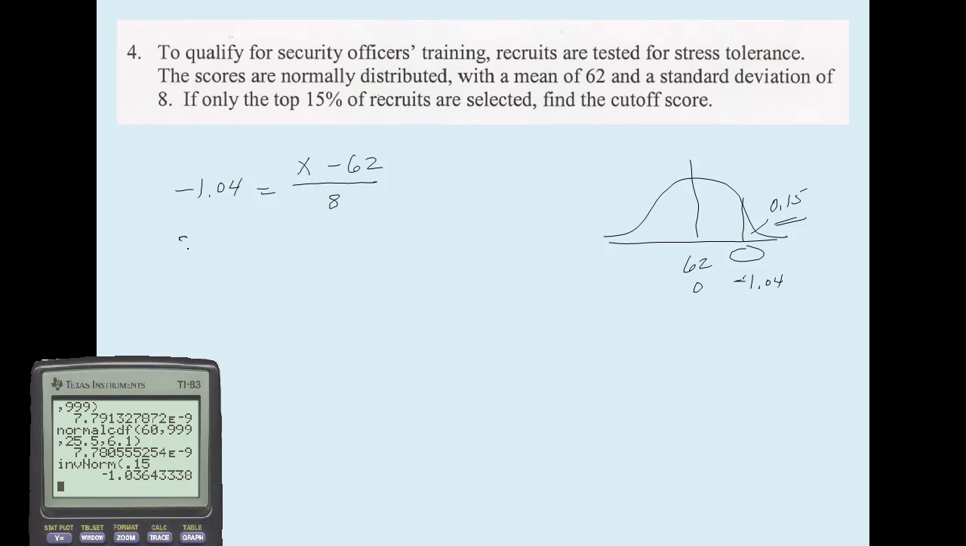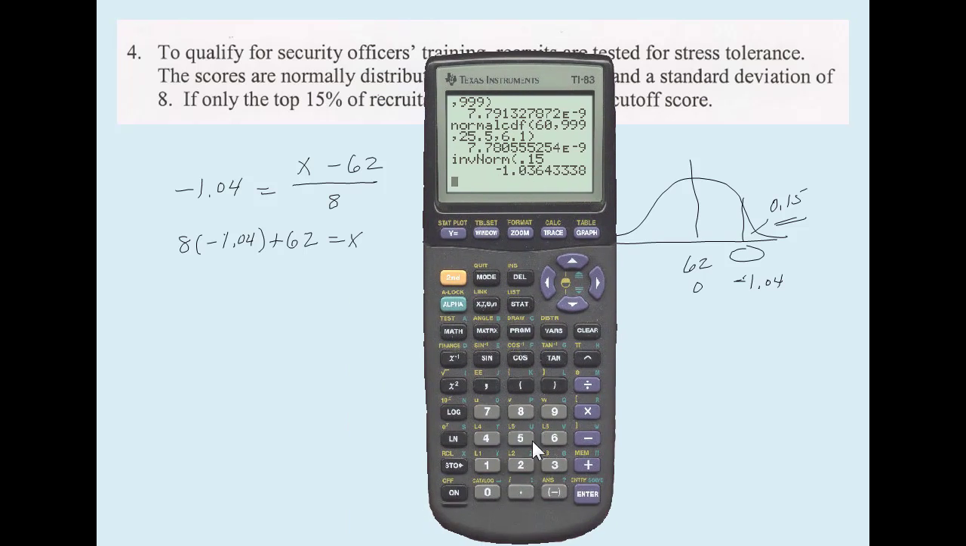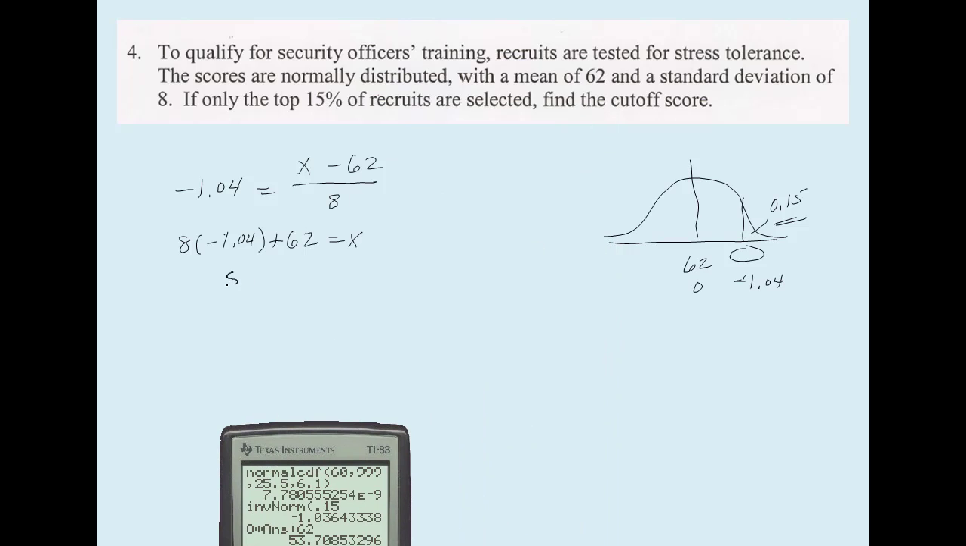Now to solve this, I multiply by 8, so negative 1.04 times 8 plus 62 is equal to x. Now they have a fancy formula in the book, but what I just did was multiply both sides by 8 and then add 62. No big deal. All right, so 8 times this, plus 62, and I end up with 53.7. So 53.7 is equal to x.